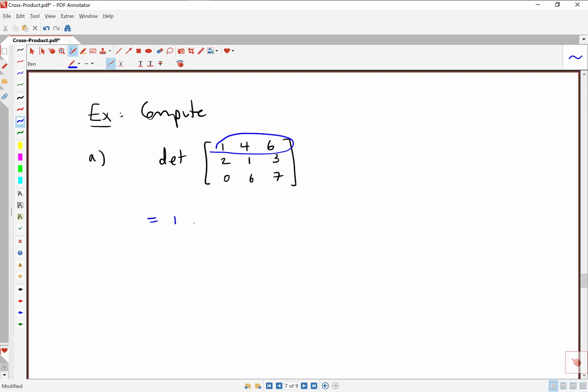We're going to have 1 times a certain 2 by 2 determinant, minus 4 times a certain 2 by 2 determinant, plus 6 times a certain 2 by 2 determinant. The thing to be aware of at this point is that the second term always gets a sign change. Once I had that structure written down, then I would start to think about specifically what numbers go into these 2 by 2 determinants.